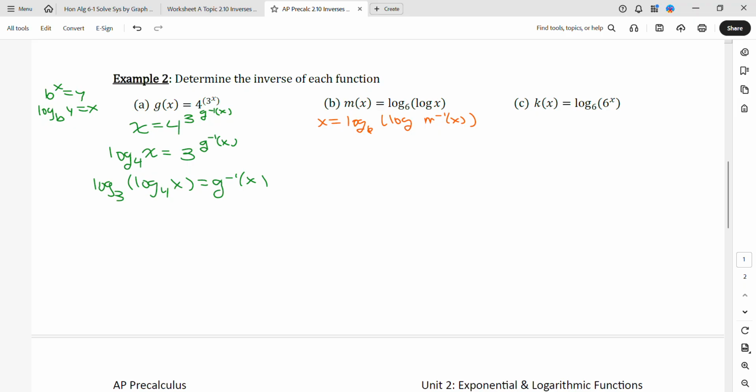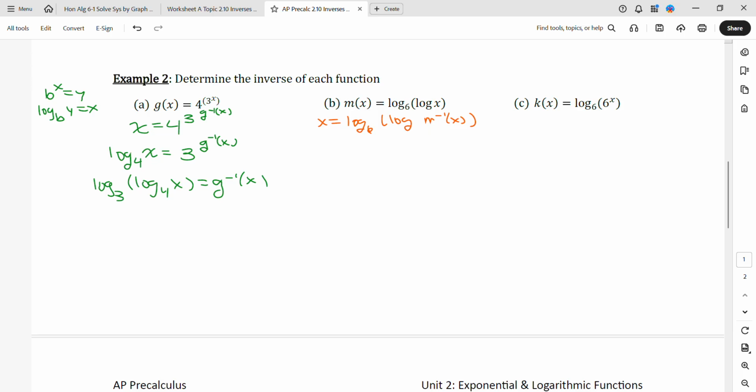There are a few different ways we could go about doing this problem. Notice how this is like what we ended with in A. I have a log of a log. Notice how that log of 3 being on the outside was the base of the exponent, and how 4 was the initial base. So let me ask you, with this one, will the initial base be 6 or 10? 10. It will be 10.